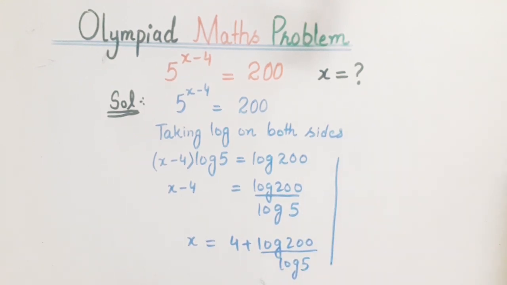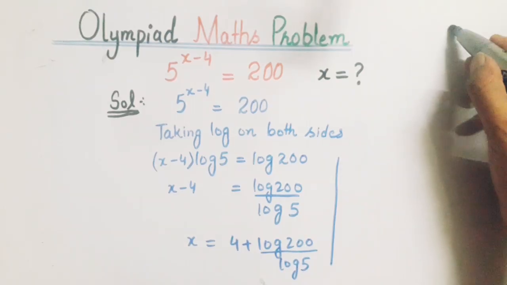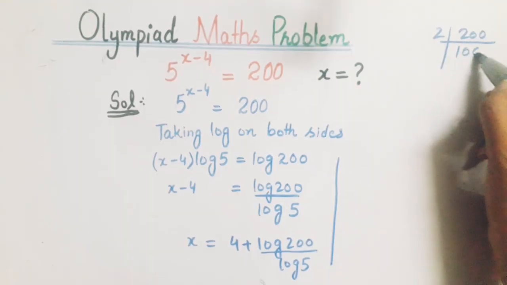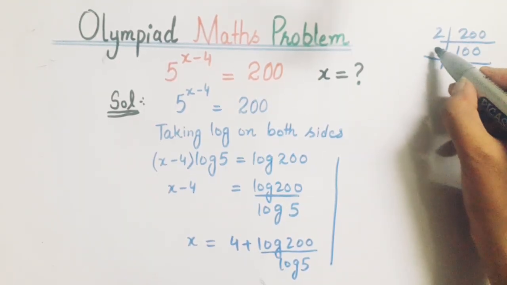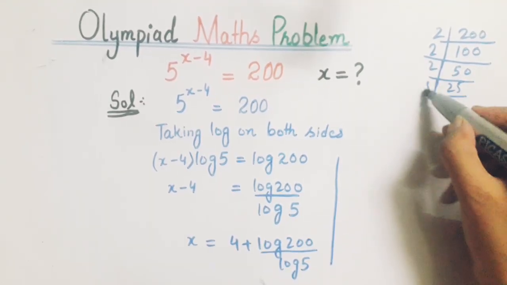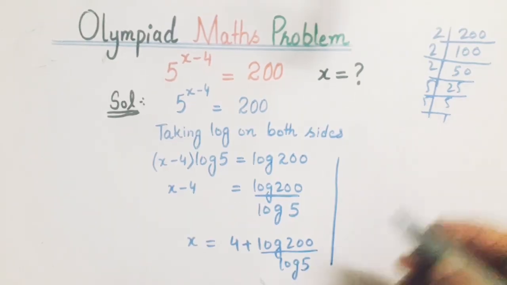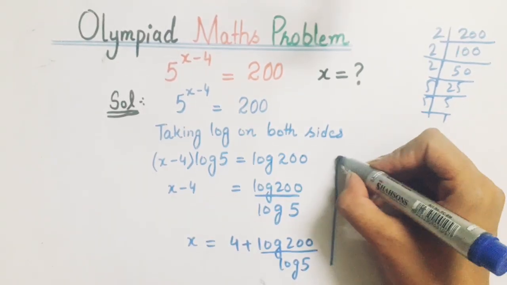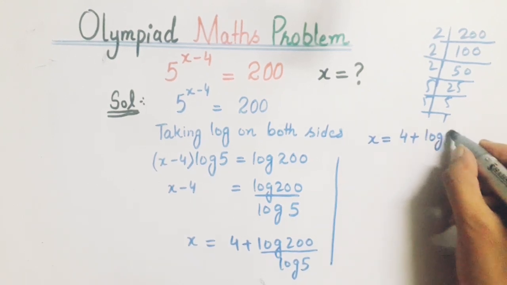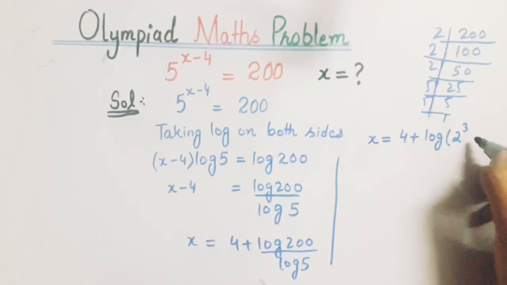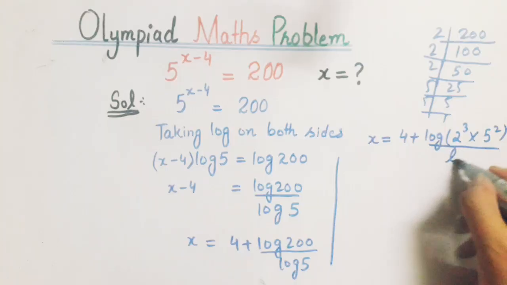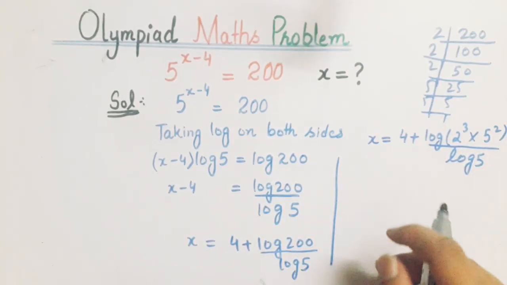Now we will solve this by taking the LCM of 200. It will be 2 divided by 100 gives 200, then 2 by 50, 2 by 25, then 5 by 5, and 5 ones are 5. So we will write x equals 4 plus log 2 raised to power 3 multiplied by 5 raised to power square divided by log 5. Now we will apply the log rule.